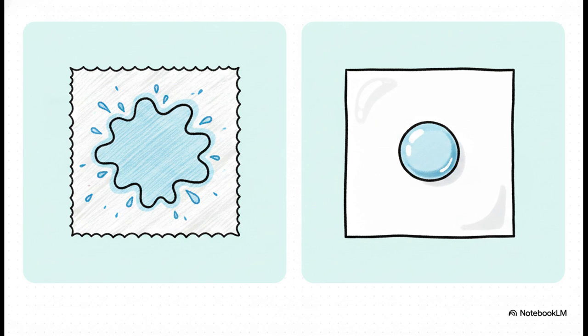But if you drop water on wax paper, it doesn't spread at all. It beads right up. That's because the water's cohesion, its desire to stick to itself, is much stronger than its adhesion to the slick wax. Comparing these two surfaces perfectly demonstrates the epic battle between cohesion and adhesion.